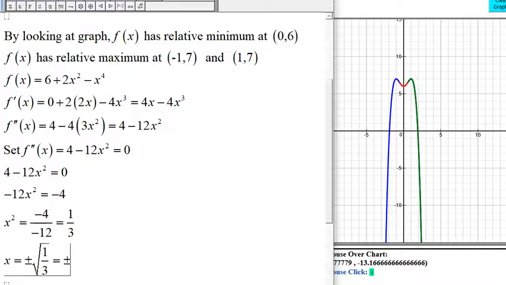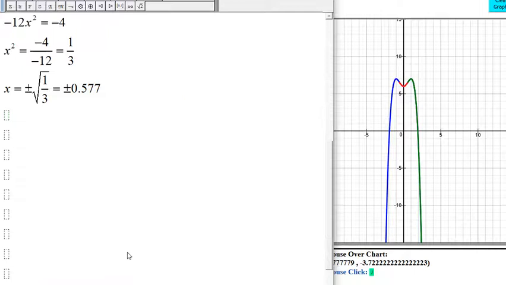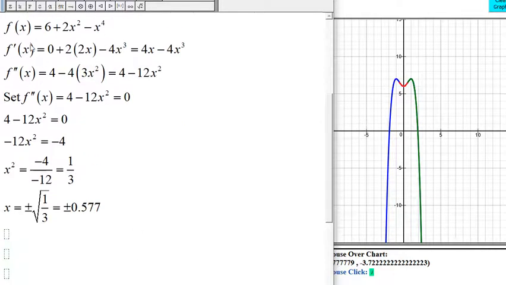And this square root of 1/3 is approximately 0.577. And so that's what we saw right here. It looks like about negative 0.5 from the graph, but the actual answer is the square root of 1/3, which is about 0.577. And now we need to find the corresponding y.